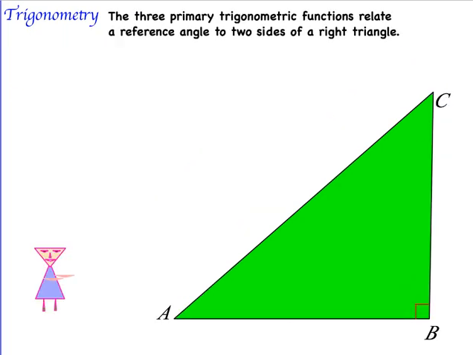Okay, so let's take a look over here. What if we have Mr. Triangle here at the top at point C? Well, we would call C our reference angle.